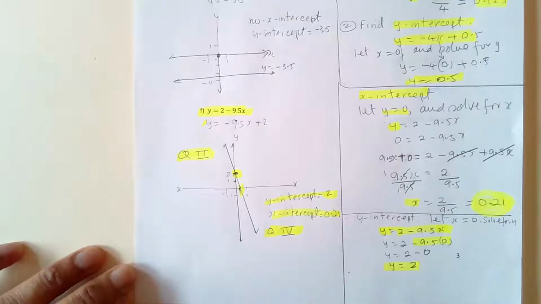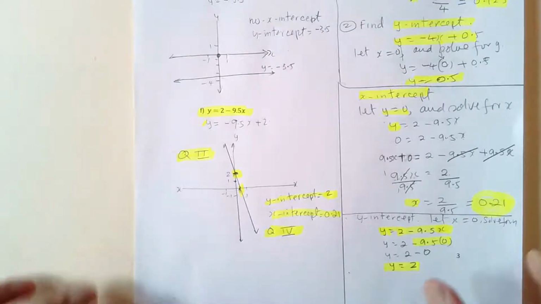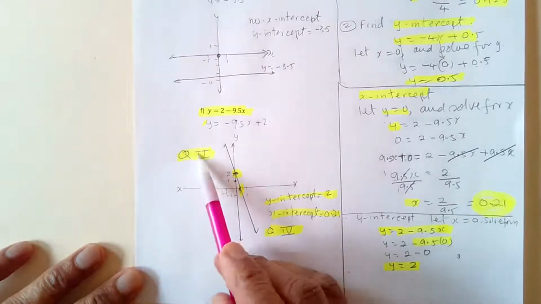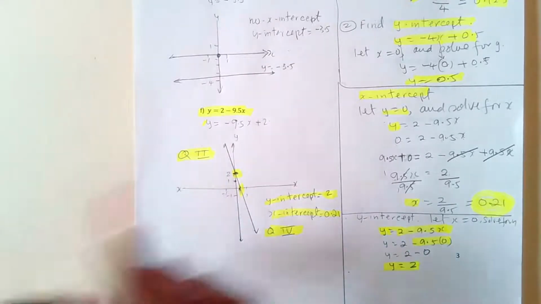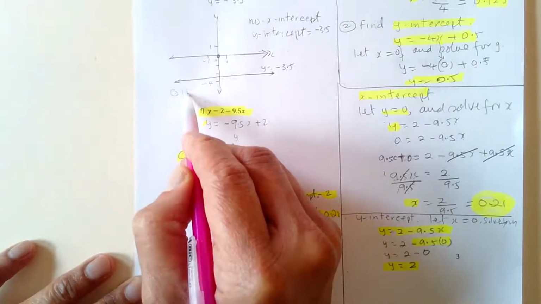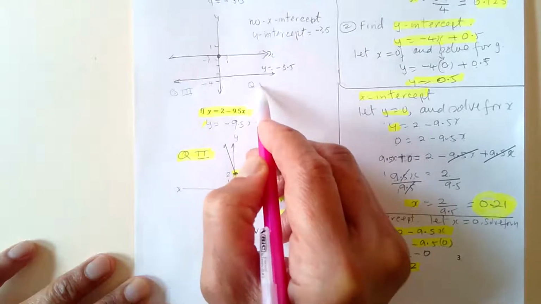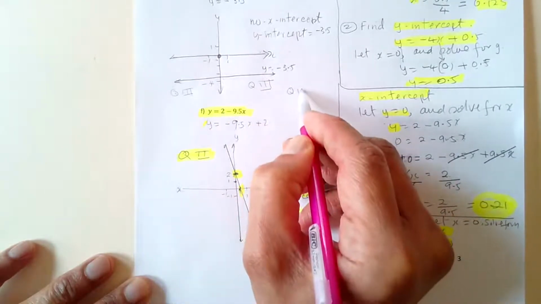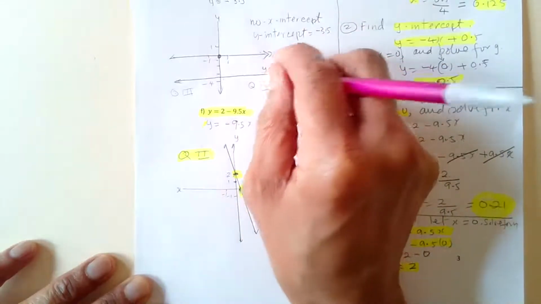So that's your x and y-intercepts. And once you have that, you can find the quadrants it's going to. Now, by the way, I forgot to mention, this one is going from quadrant 3 to quadrant 4 as the end behavior. So quadrant 3, oops, not 3 here, this is 4.